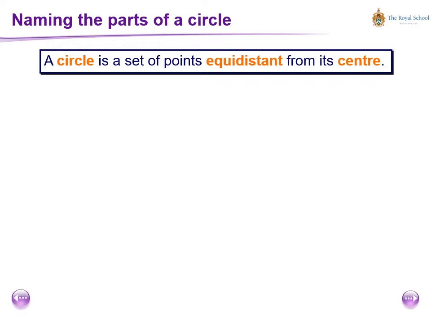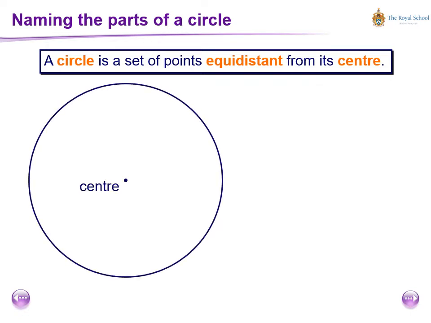So a circle is a set of points equidistant from the centre. Equidistant means an equal distance. That means that if you take a point from the centre of the circle to the edge of it, wherever you do that, it's always going to be the same length. So, centre of a circle and the circle drawn around it.